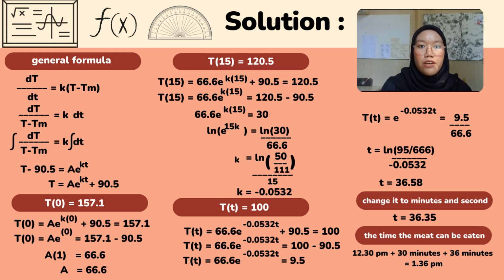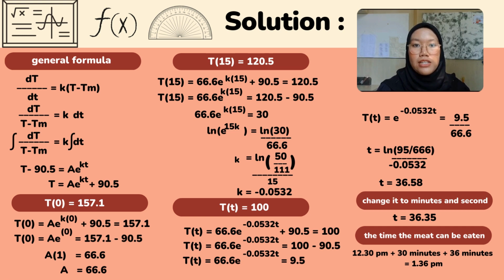Since we already found the value of constant A and k, we can finally find the time. Therefore, we put lowercase t first. The information is interpreted as capital T in bracket lowercase t equal to 100. Then, we make lowercase t the subject. Then we get 36.58, but we need to change it to hours and minutes. Therefore, we get 36 minutes. Lastly, the time the meat can be eaten is 12:30 p.m. plus 30 minutes for the time the meat takes to grill and 36 minutes from what we have counted just now. And the meat can be eaten at 1:36 p.m.